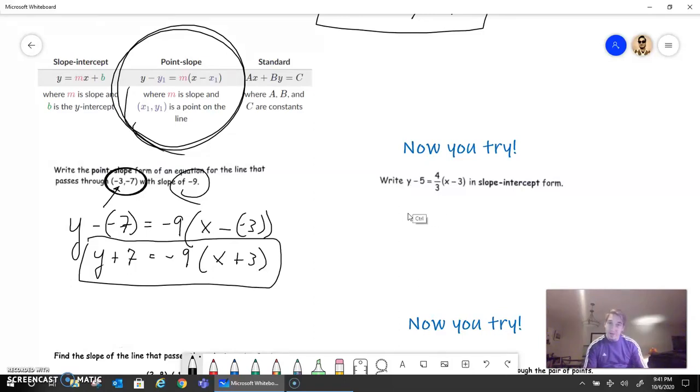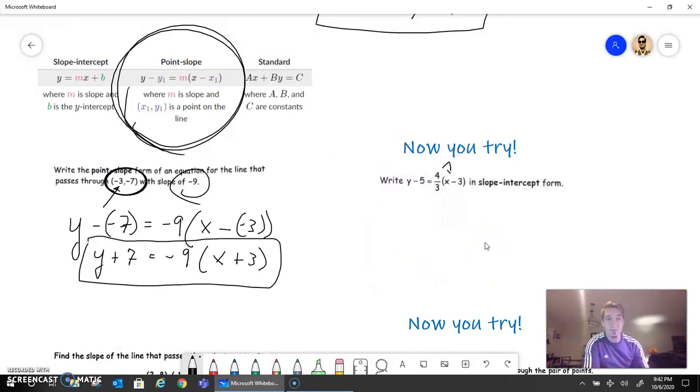right there, I'm going to say my y1 is just the 5. So y1 is 5. My slope is 4/3. And it looks like my x1 is 3. I could use all this to find the slope-intercept form of a line. But in fact, another thing I could do is just simplify the whole equation and get it to look like a slope-intercept form of equation.